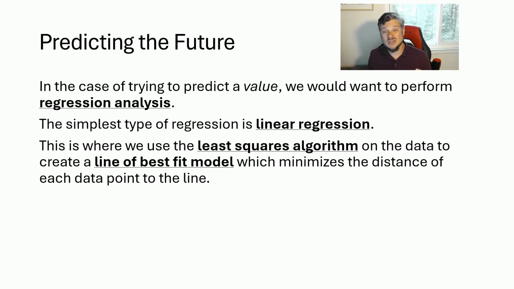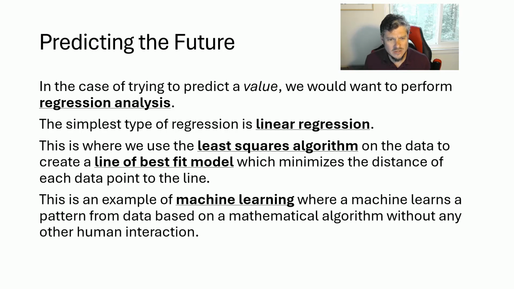Now, this is where we use the least squares algorithm on the data to create a line of best fit, which is going to minimize the distance of each point to the line that we're creating. And again, we're going to go more in depth in different videos. I just want to give kind of an overview here. So again, all of this will be described in greater detail in other videos.